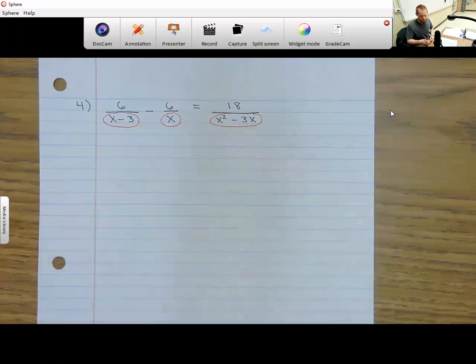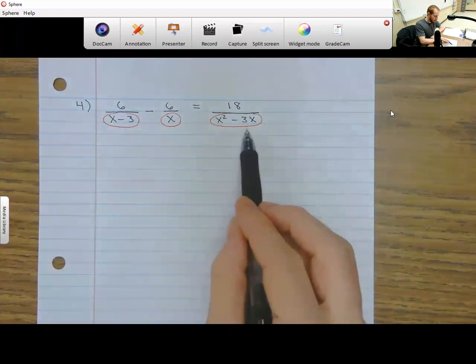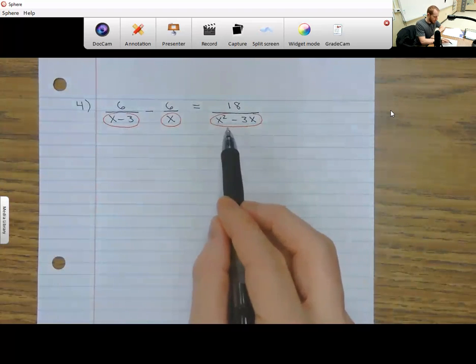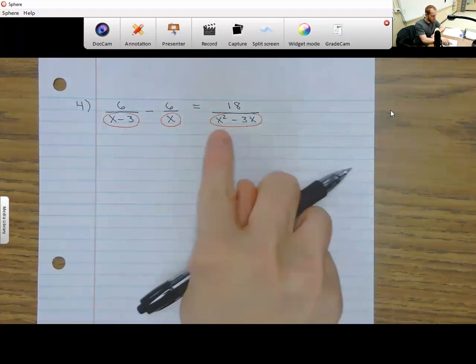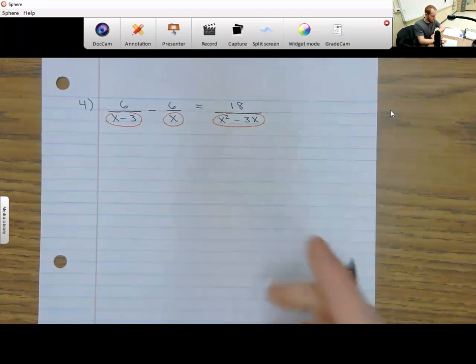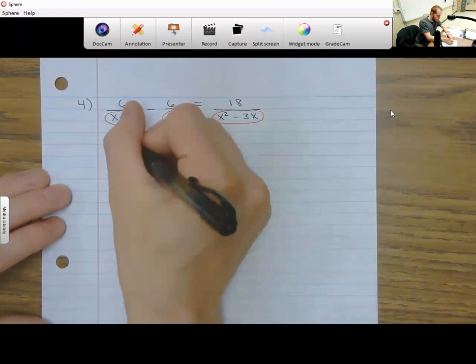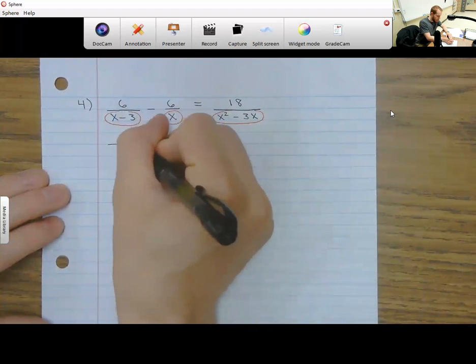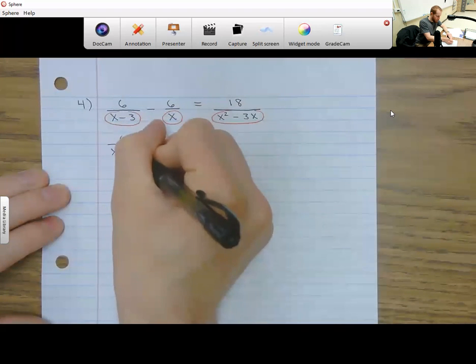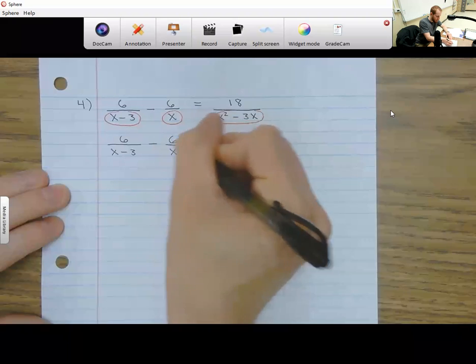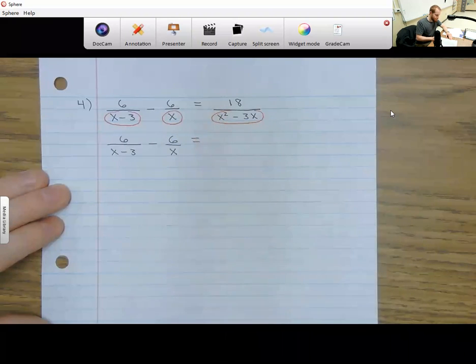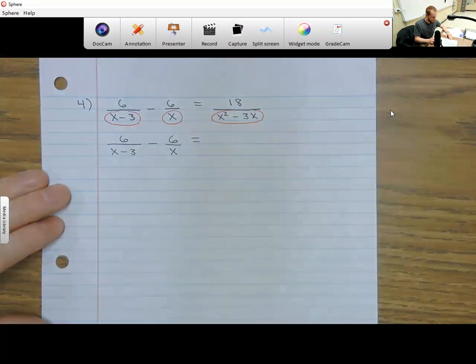Now, x squared minus 3x, I know that those two terms have an x in common. So the greatest common factor that I can take out from both of these terms would be an x. So these two fractions are going to stay the same over here. They're not going to change yet, but they will soon. So the left side pretty much remains the same for now.